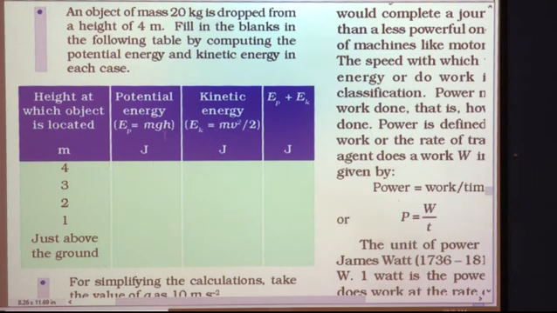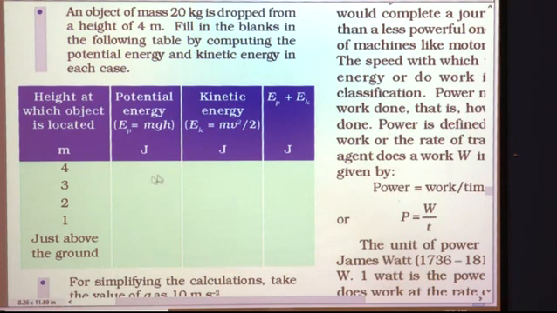So, you have to use this formula mgh. The m value is given as 20 kg, and for ease of calculation you can take g as 10 meter per second square, and h is whatever values are given here. You will get the different values of EP. Similarly, you can use the formula of EK and find out the kinetic energy. Then just add both the values.